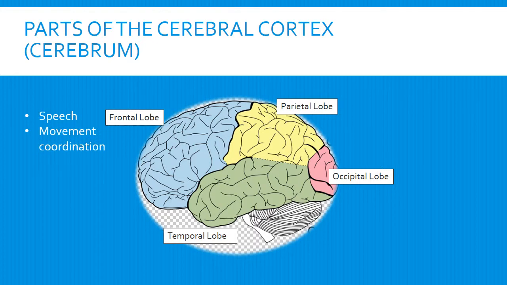The frontal lobe controls your speech and movement coordination. The parietal lobe is in charge of processing what you touch. The occipital lobe is in charge of processing what you see, such as shapes and colors. And the temporal lobe is in charge of processing what you hear.